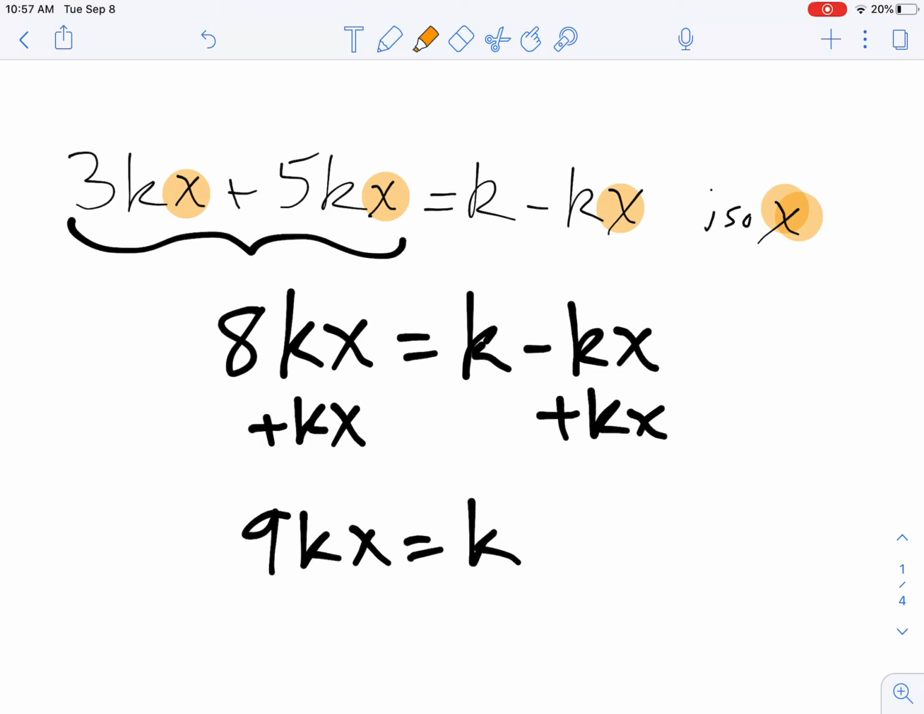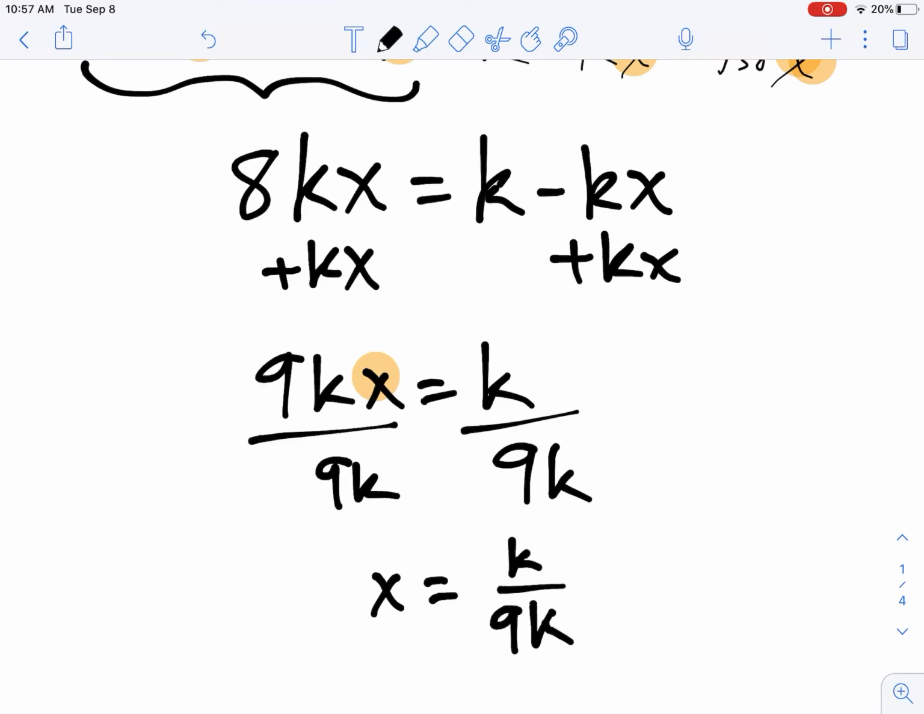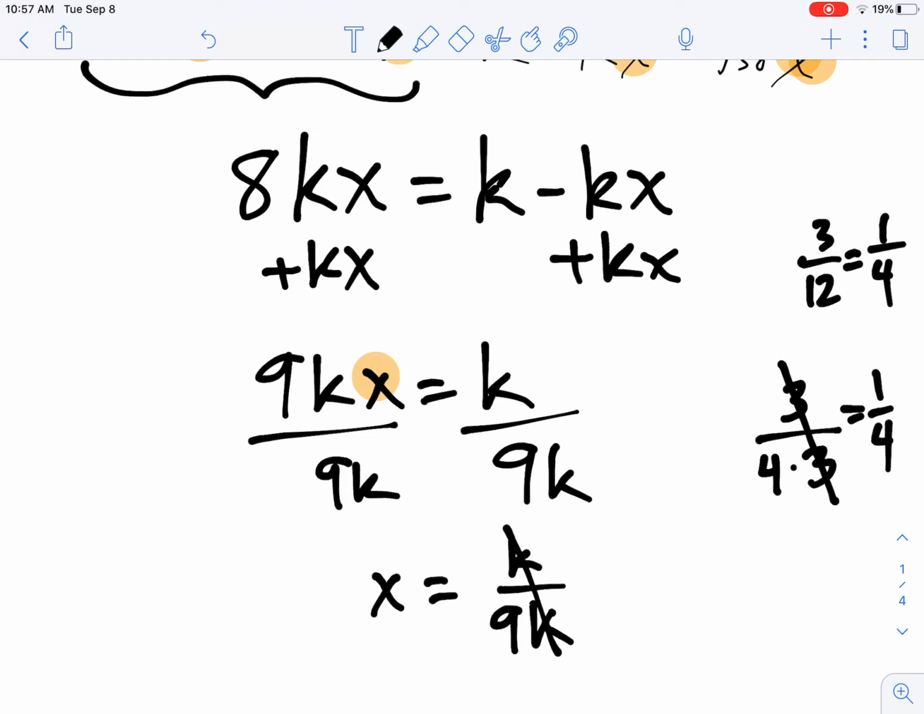I'm still trying to isolate x, so here's my x. So now I'm going to divide by 9k. So x will equal k over 9k. Now, I can cancel this. So if you imagine that I had 3 over 4 times 3, in other words, 3/12, doesn't 3/12 simplify to 1/4? In other words, couldn't I cancel these 3's and get 1/4? Which means I can cancel these k's and I will get 1/9. So in this case, x is equal to 1/9.